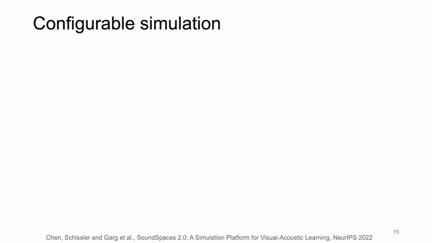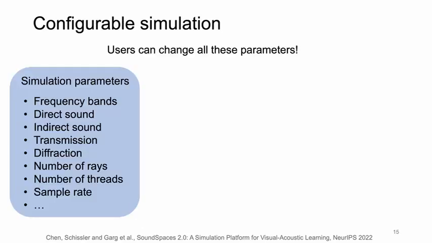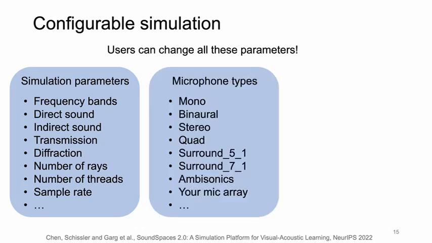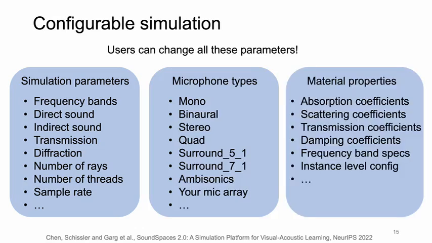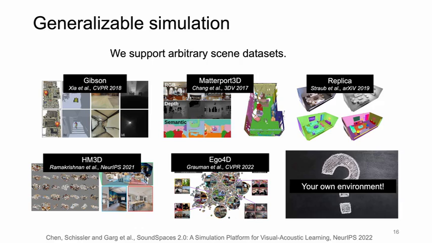Our simulation is configurable, meaning that users can change all these parameters from the frequency band, direct sound, indirect sound, transmission, diffraction, to the type of microphones from mono, binaural, to defining your own microphone array. Users can also change the material properties such as absorption coefficients, scattering coefficients, transmission coefficients, and etc. We support arbitrary scene datasets from Gibson, Matterport3D, Replica, HM3D, Ego4D to your own home environments.